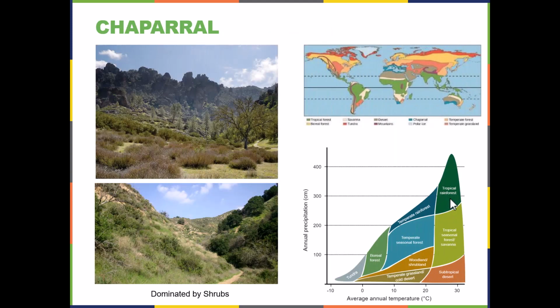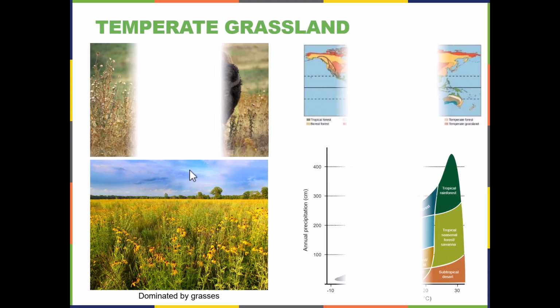Next, we have the chaparral. Chaparral here is in this teal color, and we see it mostly along these coastal regions. So we see some up here and there. In North America, we see it primarily here in California. Chaparral is going to be dominated by shrubs, so not a lot of tall growing trees, but mostly short stature shrub-like vegetation.